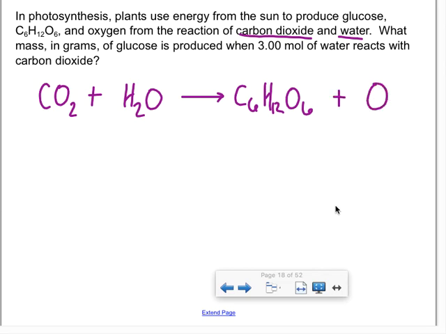Now if you write O, you're going to be in trouble. O is never really by itself, it's going to be O2, oxygen gas. Now I have to make sure this is balanced. So I'm just going to change markers here.